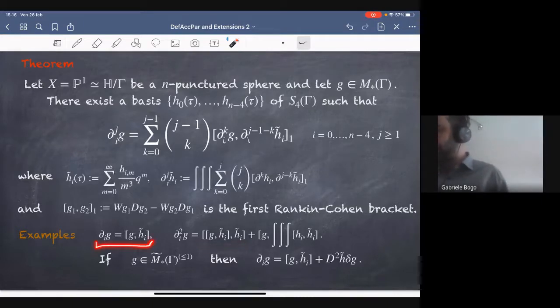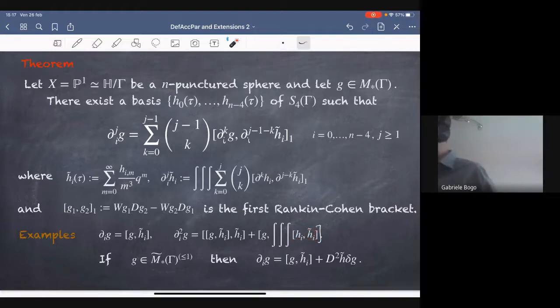So the first deformation of a modular form is given by the Rankin-Cohen bracket of G and the Eichler integral. The second one is given by the first one, which is this Rankin-Cohen bracket, again a Rankin-Cohen bracket with the same Eichler integral. So you can write, if you want, this one using higher Rankin-Cohen brackets. If you want it, I don't know if it is useful. But you have to add something, which is G and the 3 times iterated integral of the Rankin-Cohen bracket of h_i and its Eichler integral.